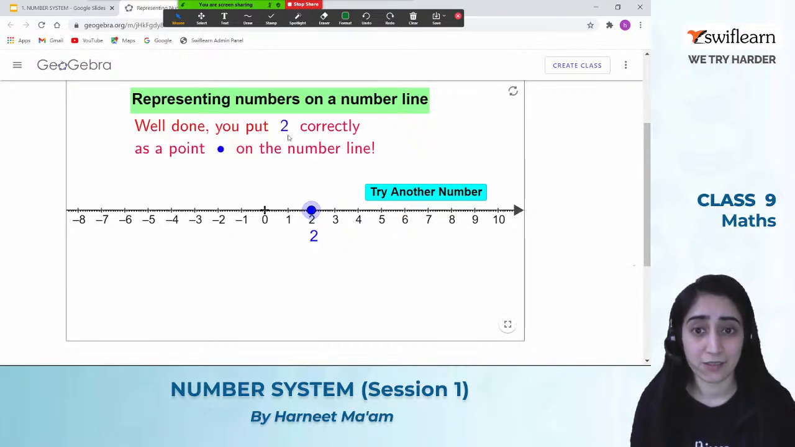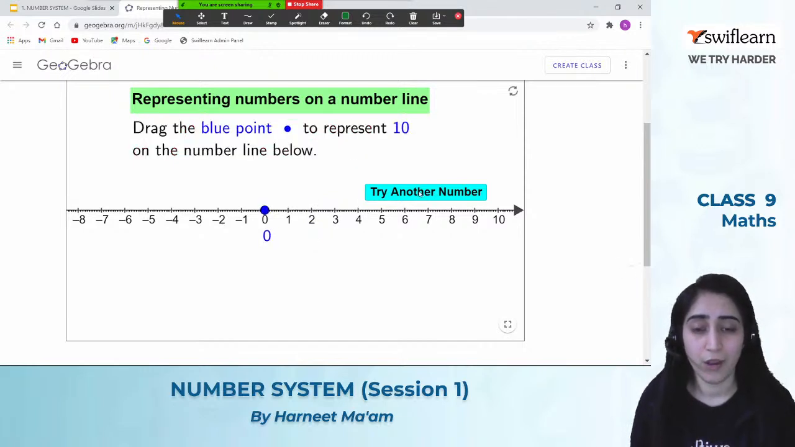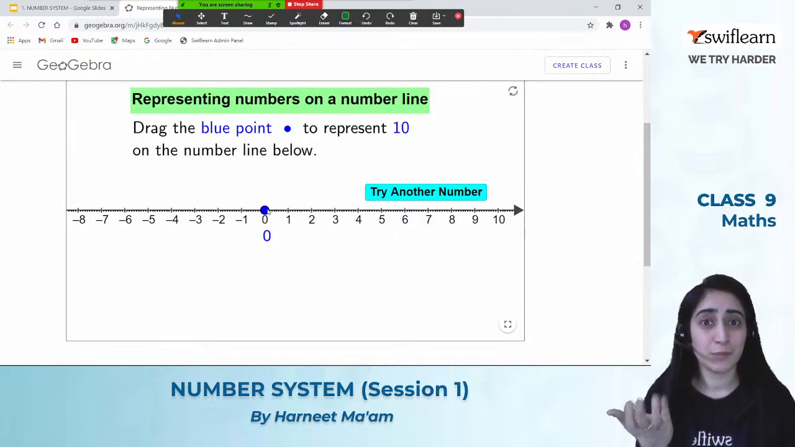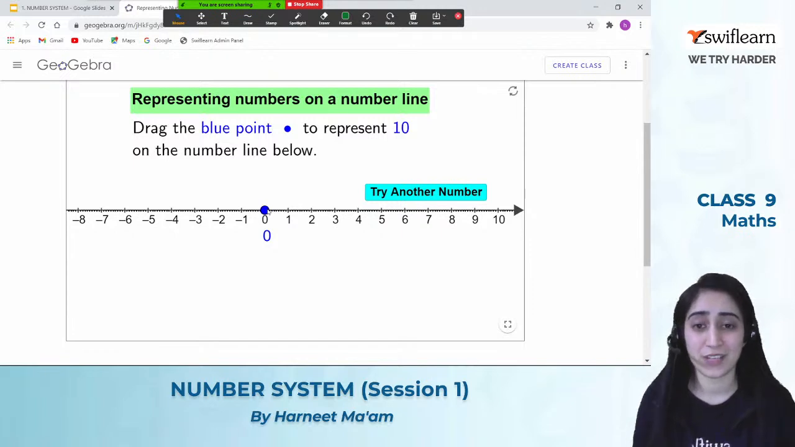Yeah, well done. The 2 is correct. So the point 2 is on the number line. Let's try another number. Okay, we have to go towards 10. So it's positive 10. So that's why I'll go towards right or left. Positive is always on the right. So let's move towards right.